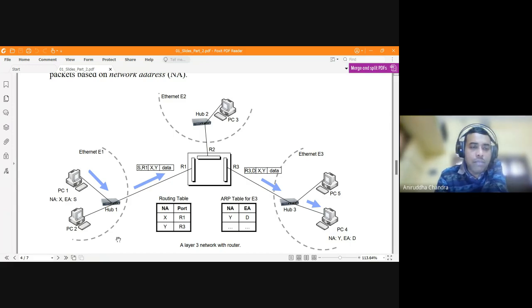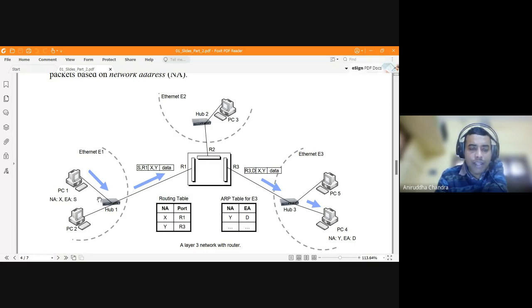So what the PC1 does, the PC1 makes a packet like this, which has two sets of addresses. This is very important here. The router-based networks have two sets of addresses. One set of addresses is the XY, which is the network address, which is for the router, which is for higher layer functionality. The other set of addresses is for switches or hubs, which are intermediate, which is having Ethernet addresses. So suppose we have shown here a hub, but there we can have a switch as well.